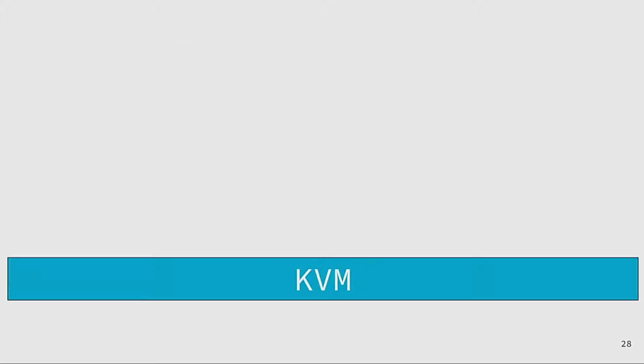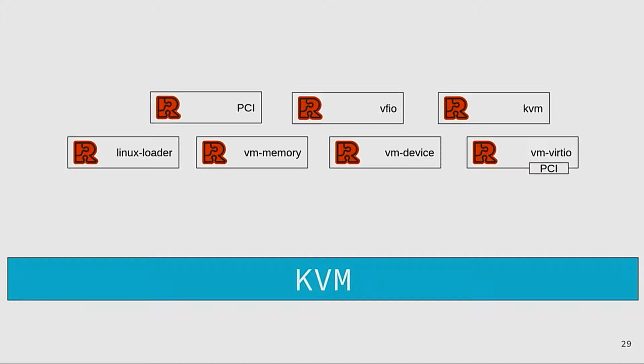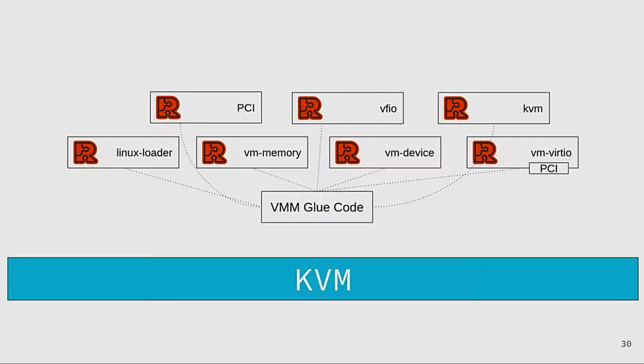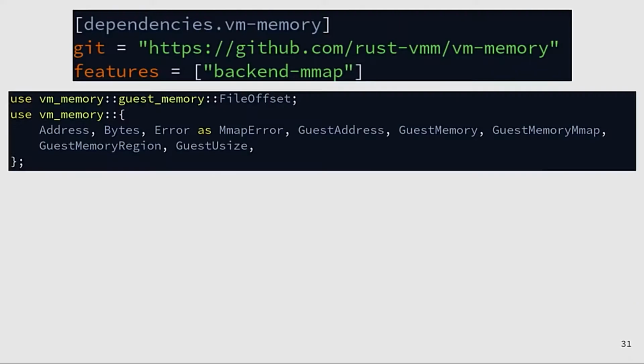OK, so let's take an example. We want to build a VMM based on KVM. We want to do device pass-through. We want to do PCI, virtio. So basically, we would pick all those crates from Rust VMM. Some of them, again, are complete. Some of them are not. And then add some glue code in there, and ta-da, you have a VMM.